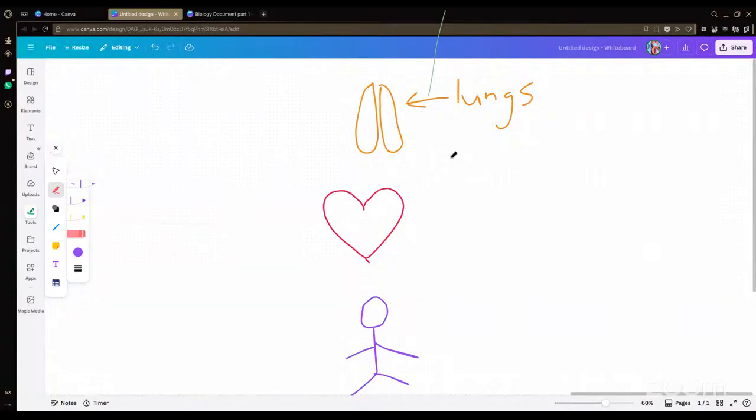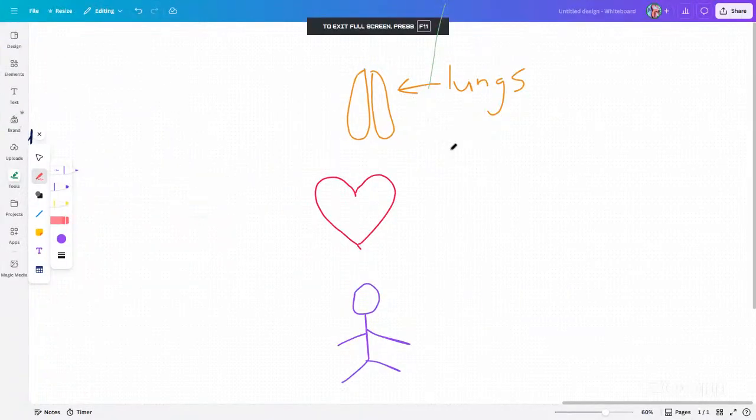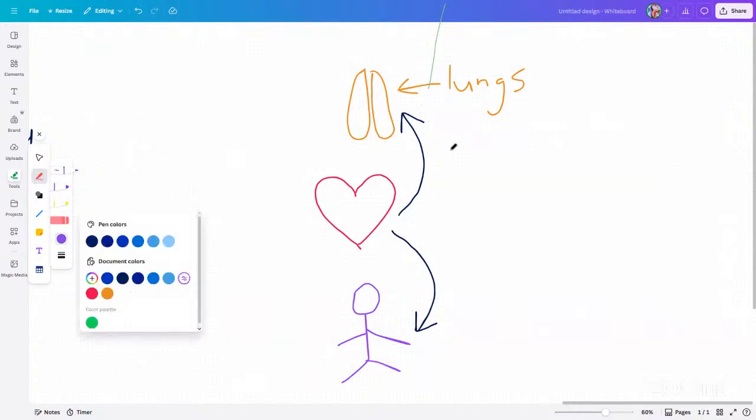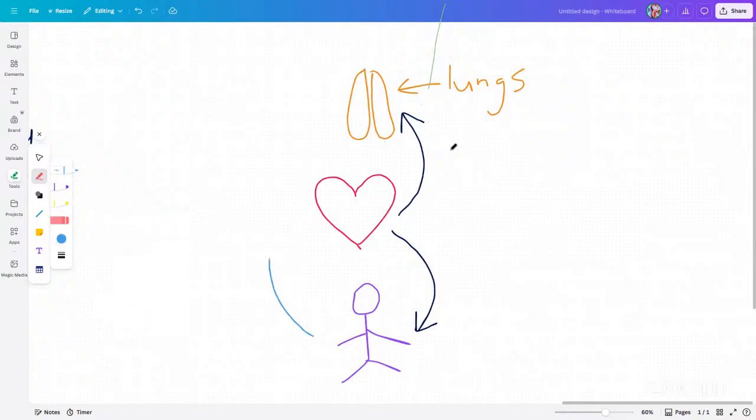Now we have a blood vessel going from the heart to the lungs, and a blood vessel coming from the heart to the human body. And then we have other vessels which are flowing from the human body to the heart, and again from the lungs to the heart. Okay, I got it now. So we have blood vessels going away, and then here from the human body to the heart, and here.